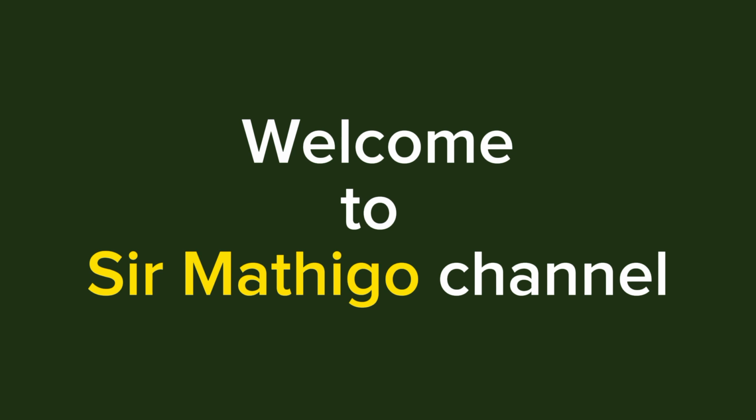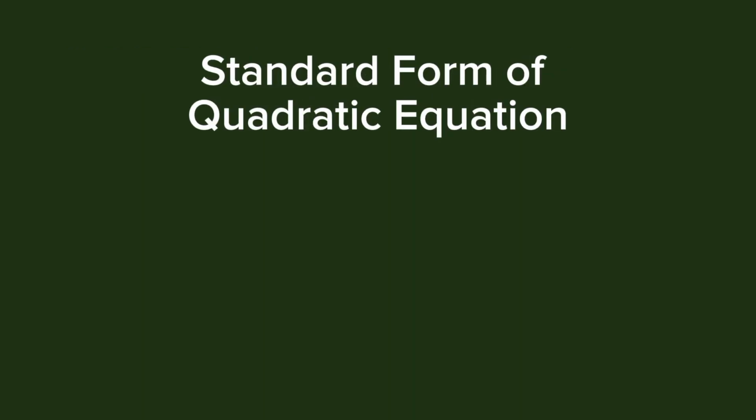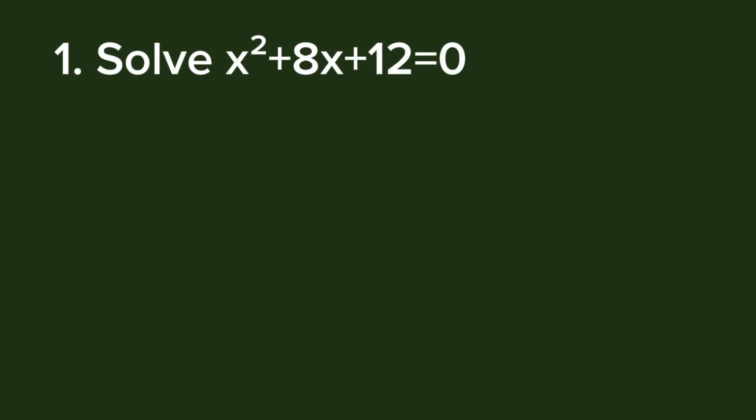Today, I am going to discuss solving quadratic equation by completing the square. We know that the quadratic equation standard form is given by ax squared + bx + c = 0. In this topic, I will discuss two examples presenting quadratic equations with a equals 1 and a is greater than 1. Let's begin with the first one.